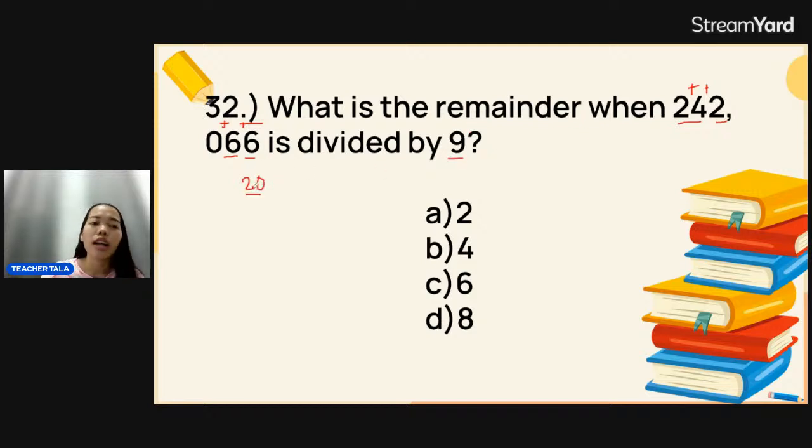Hindi. Okay. So, ano ba yung number na divisible sa 9 na lower than 20? So, you have to look for the number that is divisible by 9 that is lower than 20, which is 18. Now, let's subtract 18 from 20. So, 20 minus 18. Again, saan po galing yung 18? Ito yung divisible siya ng 9 na lower than 20. The 20 is the sum of the digits of 242,066. So the answer is 2. So 2 yung remainder. So the answer is letter A.